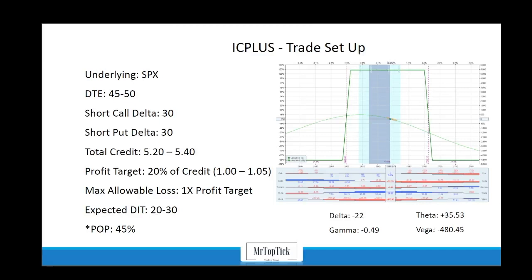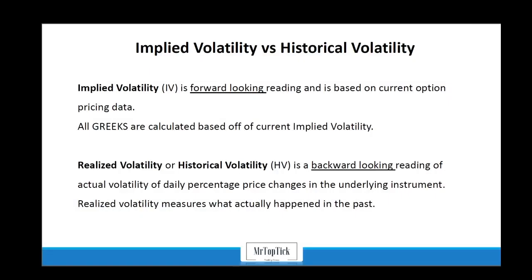So real quick, I want to talk about implied volatility versus realized volatility. Now, implied volatility is a forward-looking reading that is based on current option pricing data, right? So all of the Greeks, the deltas, the gammas, theta, vega, everything is based off of current implied volatility. That's why I say don't just blindly follow probability of profit, because that number is based off current implied volatility. And if implied volatility goes higher, that number is going to change as well. And realized volatility, or they call it historical volatility also, is a backward-looking reading of actual volatility of daily price changes.